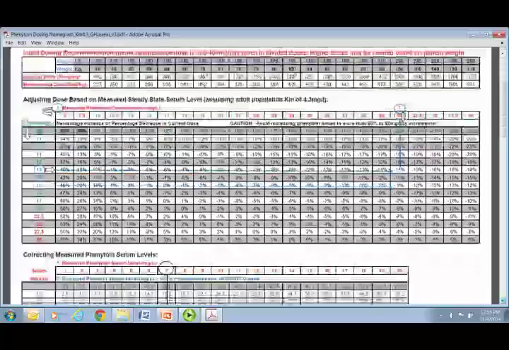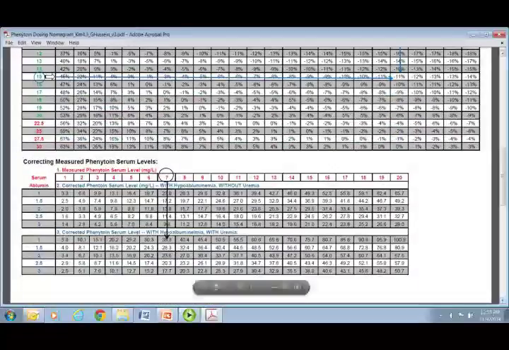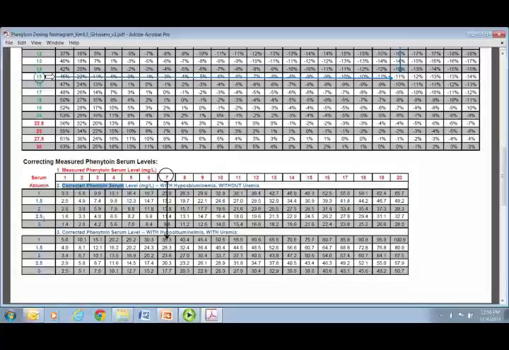If you go down in this sheet here, or the slides, I have a table here to adjust the measured level, so based on the patient albumin. So if you have a level of 7 here, this is the measured level in this column in red, in this row in red, and on the column on the left side is the serum albumin, and in the middle in black is the corrected phenytoin level if the patient albumin is normal.